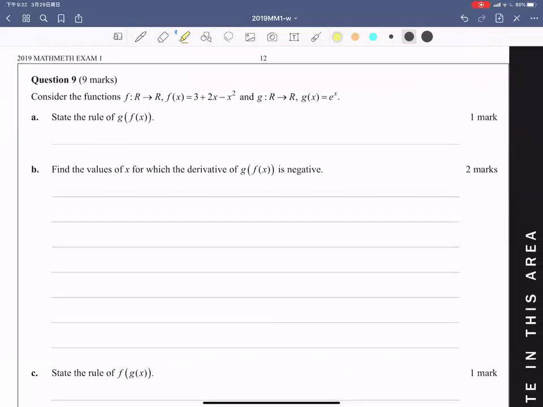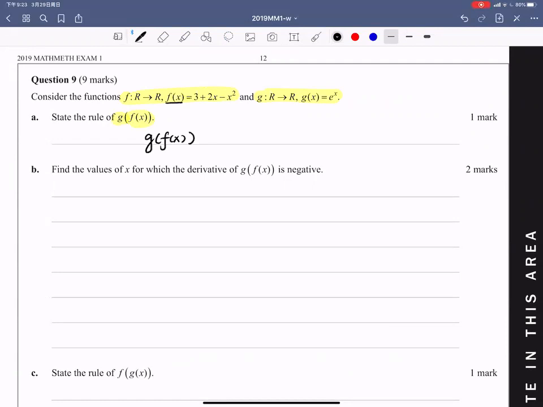Last but not least, let's have a look at this one. Composite functions. Consider the functions f defined on all real numbers, g defined on all real numbers. State the rule of g of f. I'm substituting f into g, which gives you g of f of x.